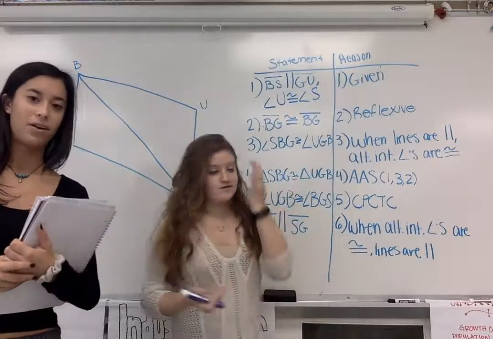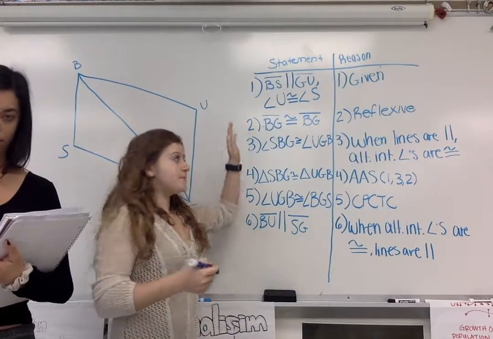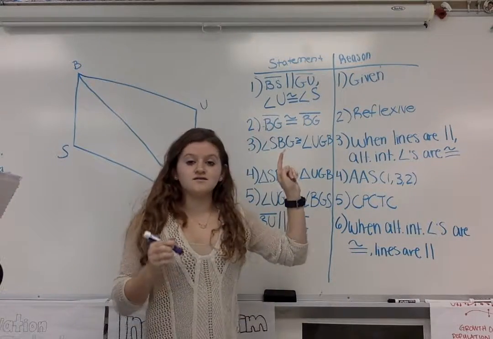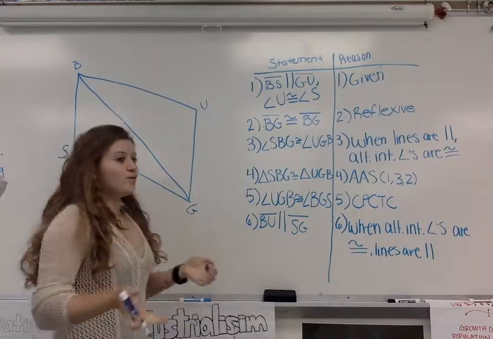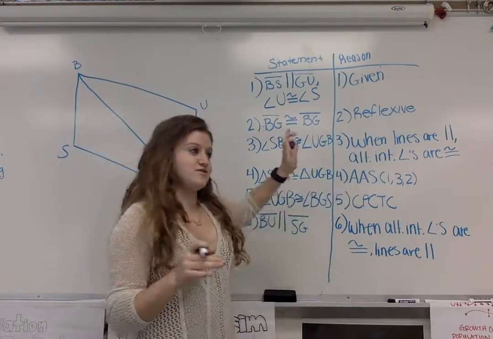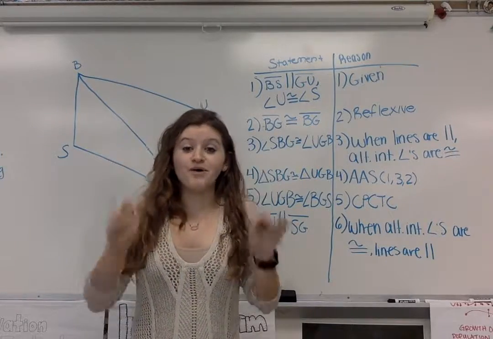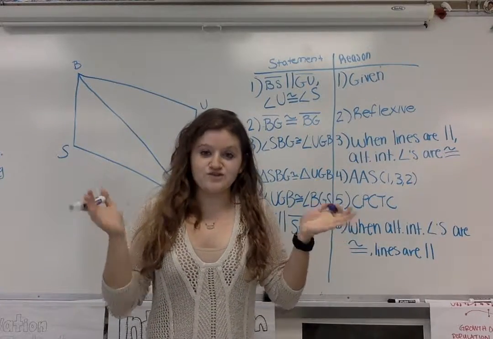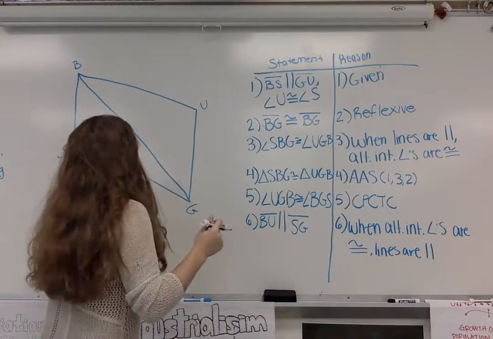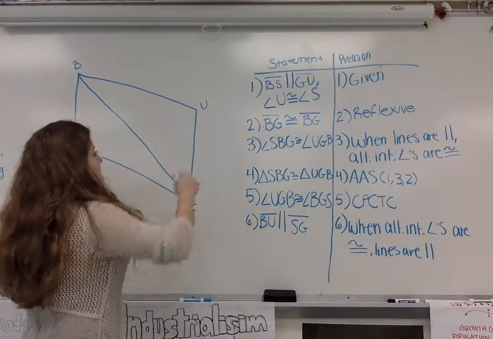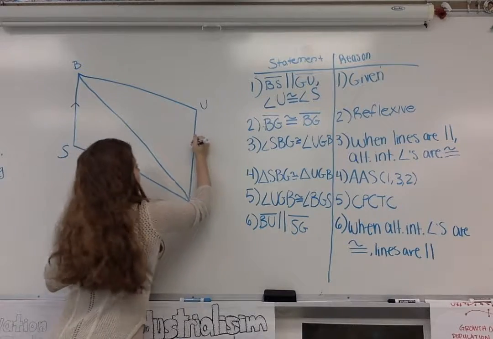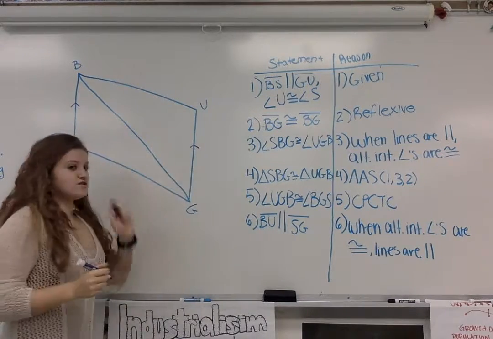For statement 1, it's given, right? What it tells you is that line segment BS is parallel to line segment G. So what's the first thing you're going to do? You're not going to go straight into the reasons or the table. You're going to mark it, because if you don't mark it, you're going to get confused. So you better mark it, or everyone's going to be mad at you. Okay? So BS is parallel to G.